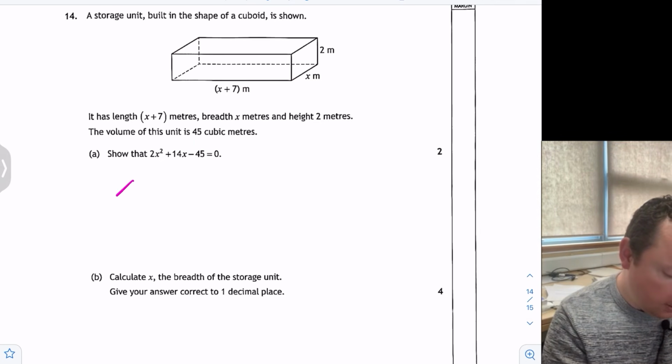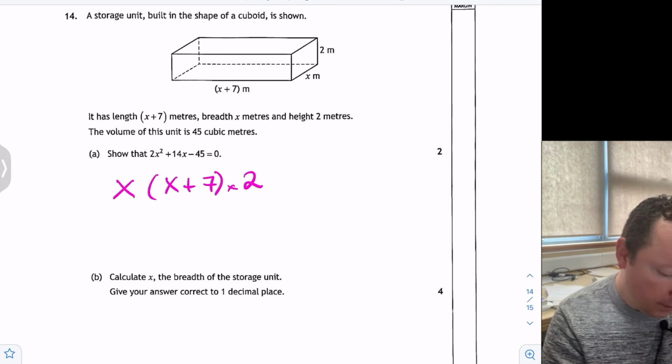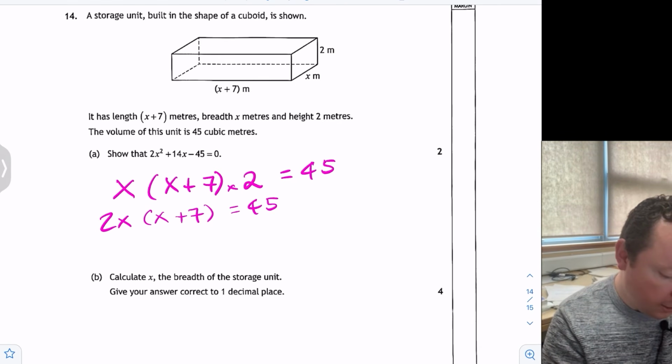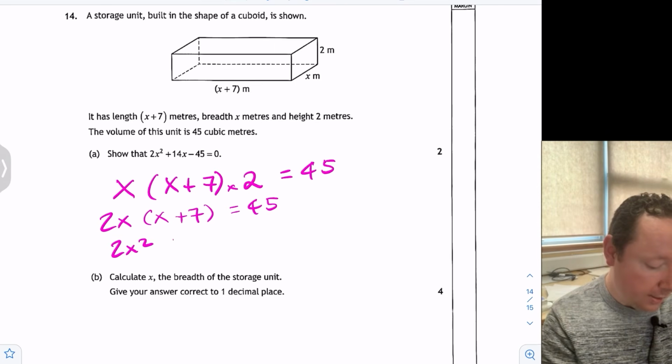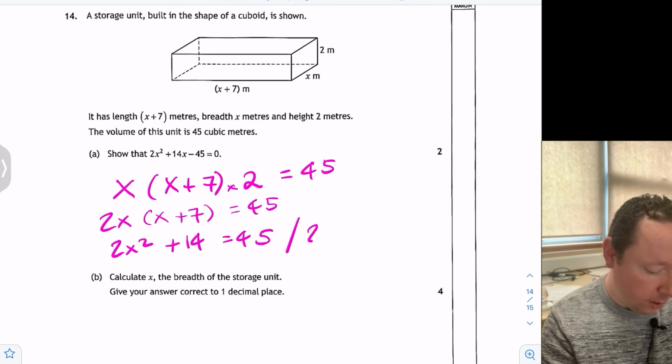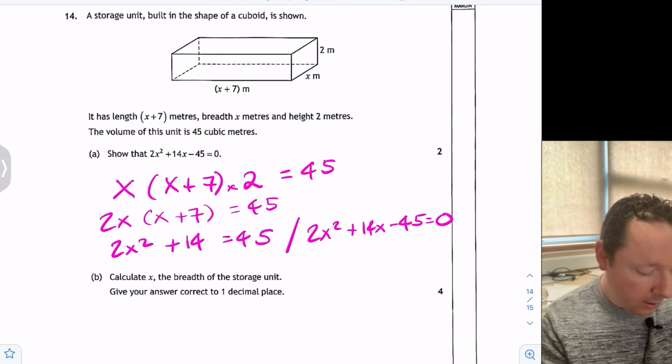So let's just write that down. We've got x times x plus 7 times 2, and that equals 45. So expanding the brackets, we've got 2x times x plus 7 equals 45. 2x times x is 2x squared. 2x times 7 is 14x, and that equals 45. Or taking the 45 to the other side, we get 2x squared plus 14x minus 45 equals 0. And we're done there.